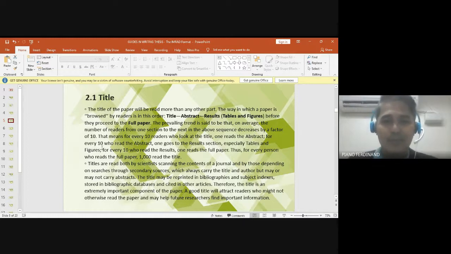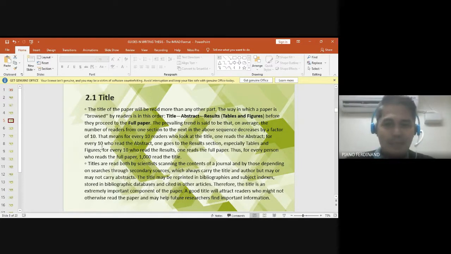Dito po medyo may magugulat kayong isang trivia, or revelation kung ano po ba yung behavior ng mga researchers and reviewers kapag sila po ay nakaka-encounter ng isang research paper. The prevailing trend is said to be that, on average, the number of readers from one section to the next in line in the above sequence decreases by a factor of 10. Anong ibig pong sabihin nun? So, sa bawat 10 nakakita o nakabasa ng title, isa lang doon ang magbabasa ng abstract.